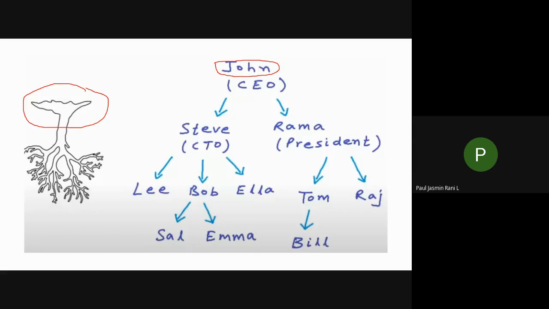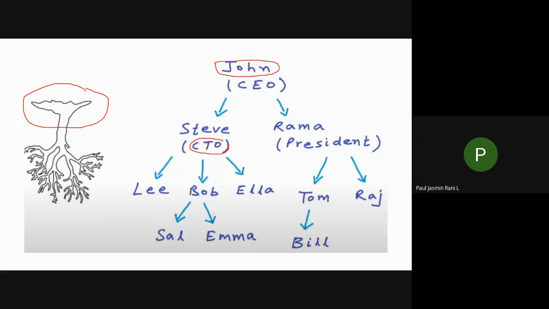Okay, so always remember this one: you have to give priority to a root node. That is a parent node. You can also call it a parent. So for this John, what happens is you have two classified branches. One is the CTO branch, the other one is the president. Again, the CTO is divided into n number of branches, Lee, Bob, Ella, and it goes on like this. So this is a simple example of a tree representation.